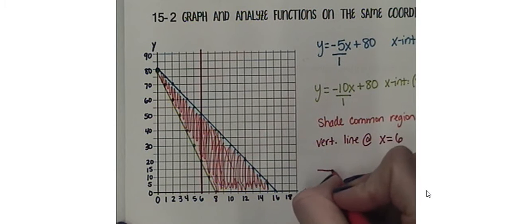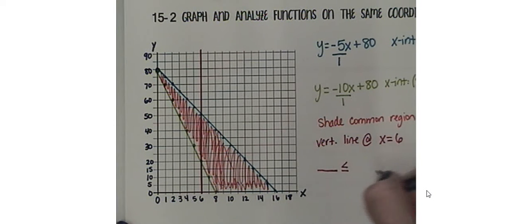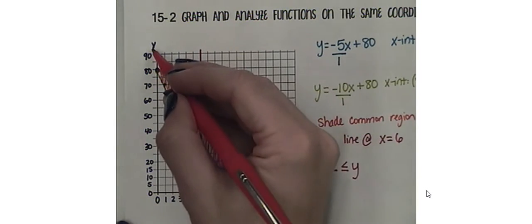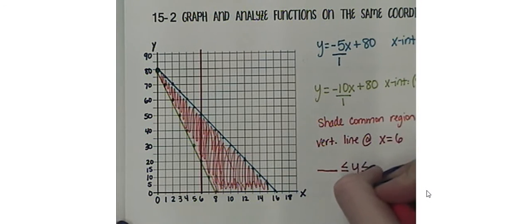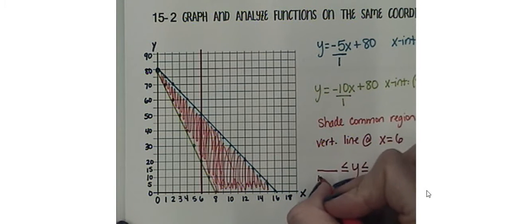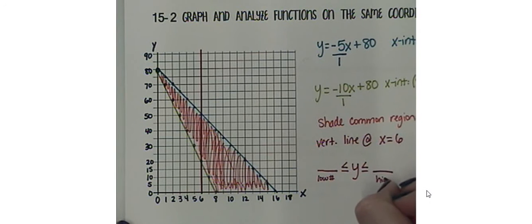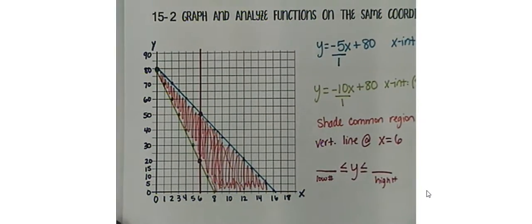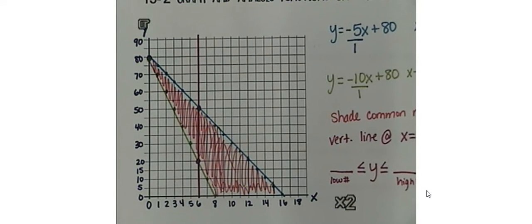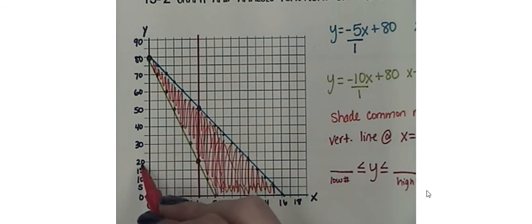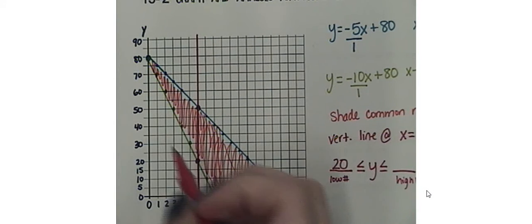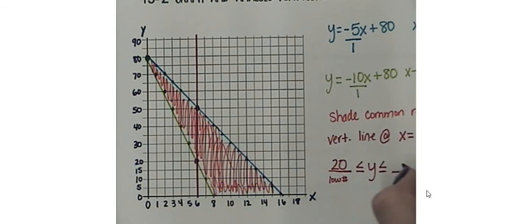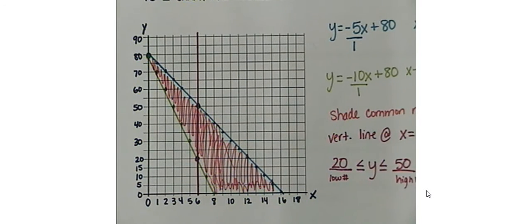So remember, this first number is my low number, then my inequality symbol, y, because when we're looking up and down, it's our numbers on our y-axis, then your inequality symbol, and then your high number. So this is your low number and your high number. So you're looking at this intersection point and that intersection point, and we don't have to guess this time. So the first one occurs at 20. The second one occurs at 50. Perfect.